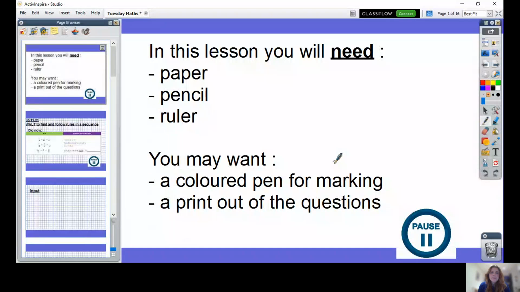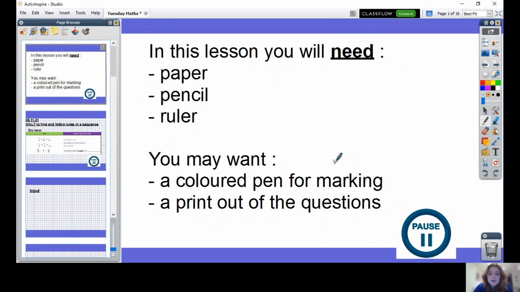Good morning, Year 6. Today in Maths, we're going to start our new topic of algebra. Before we get started on algebra, we need to make sure we understand our foundation knowledge of finding and following rules in sequences. I'm going to share my screen with you now, and we're going to have a look through some work that I've prepared for you in order to understand this.